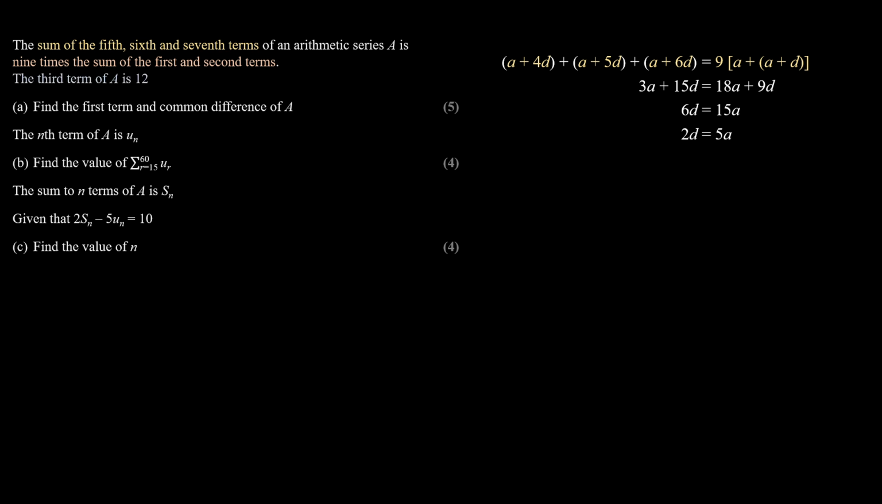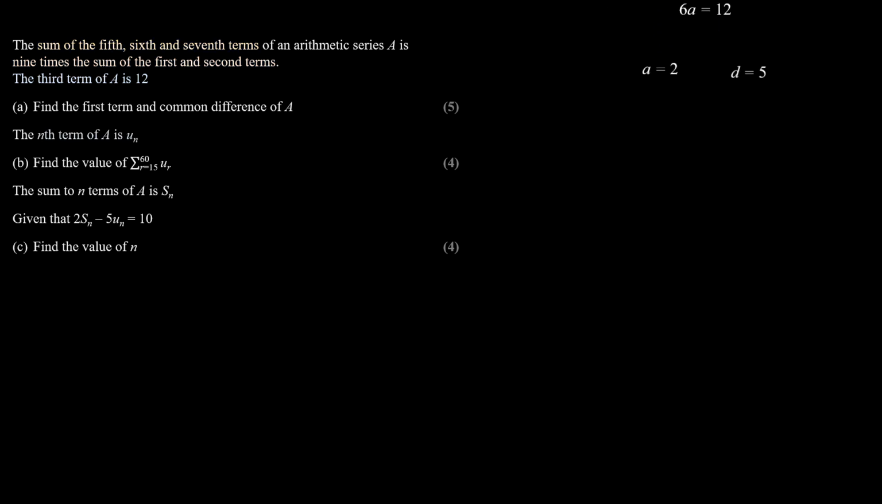The third term of the series is 12. By substituting 2D equals 5A, we find that 6A equals 12. This means the first term, A, is 2. We can use this value to find the common difference, D, which is 5.